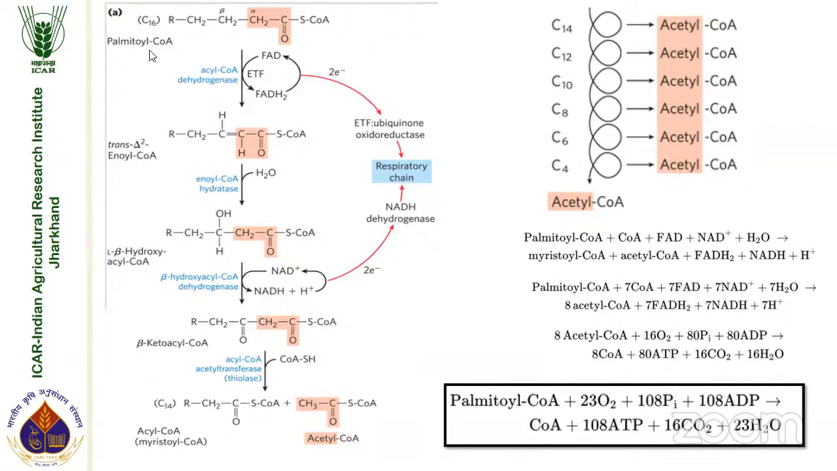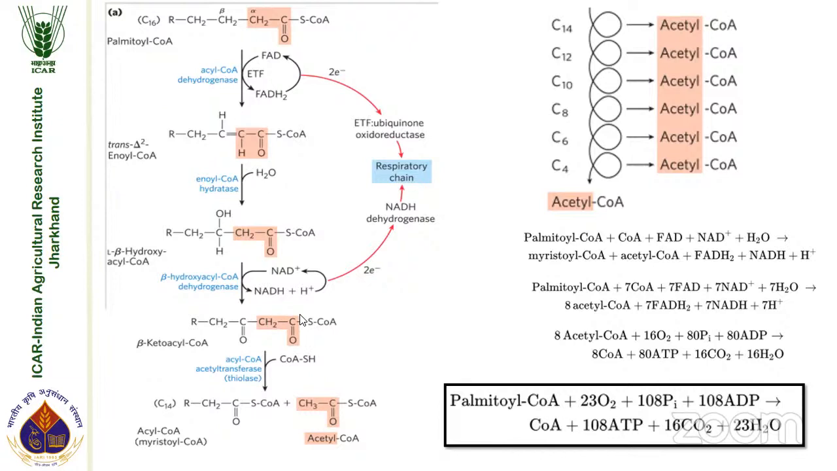Again, this will be going another round of beta oxidation. In this process, you can see one H2O molecule is consumed, one NADH is produced, and one FADH2 is produced. So each cycle you will be getting one FADH2 and one NADH.